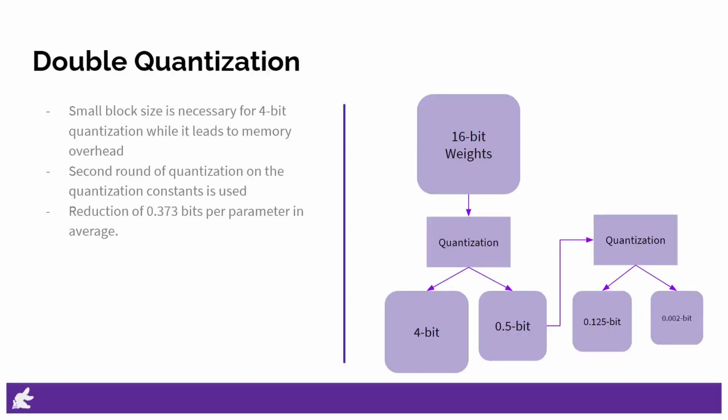Double quantization is a method that aims to achieve a further reduction in memory usage by quantizing the quantization constants. In order to achieve precise 4-bit quantization, it is necessary to have a small block size. However, this small block size also leads to a significant increase in memory overhead. By implementing a second round of quantization on the quantization constants, it becomes possible to greatly reduce the memory footprint of these constants. This process involves converting 32-bit constants into 8-bit floats using a block size of 256. As a result, the average memory footprint reduction per parameter amounts to 0.373 bits.